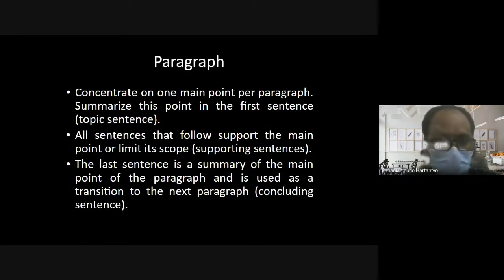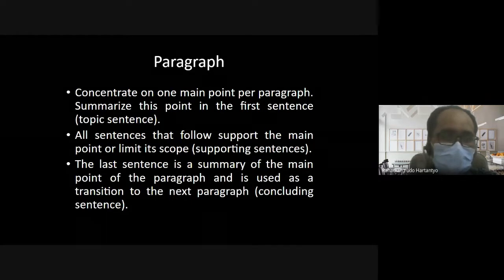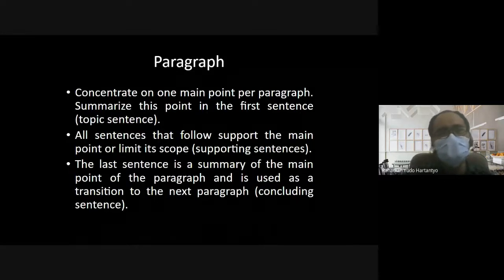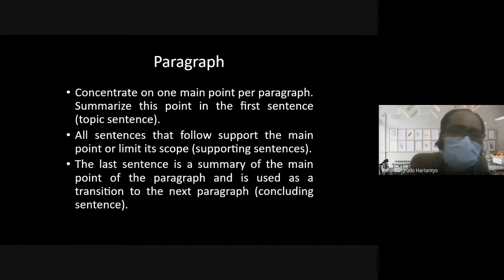Concentrate on one point per paragraph. Summarize this point in the first sentence, the topic sentence. All sentences that follow support the main point or limit its scope. The last sentence is a summary of the main point of the paragraph and is used as a transition to the next paragraph. If we have many paragraphs, then the last sentence can be used as a connection from the previous paragraph to the next paragraph.